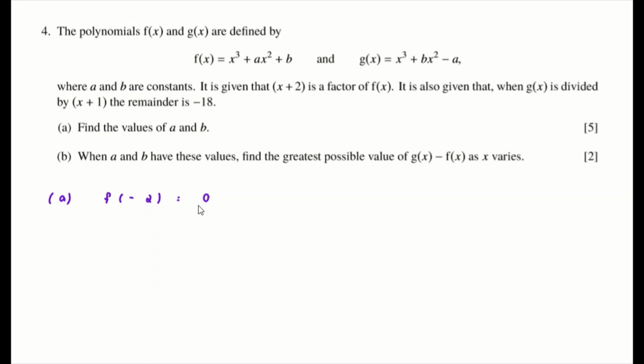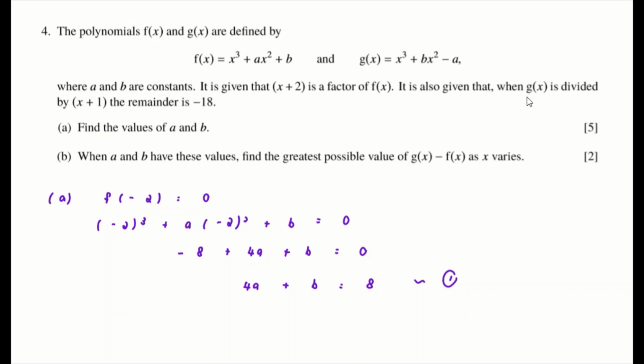So substitute negative 2 and you'll get 0. Which means negative 2 to the power 3, plus a times negative 2 to the power 2, plus b, equals 0. From this, we get negative 8 plus 4a plus b equals 0. Let's do some rearrangement: 4a plus b equals 8. So that's our first equation. Okay, so move on to the second one.